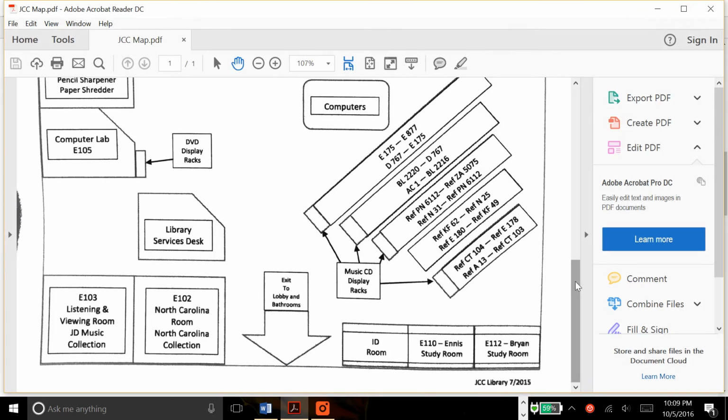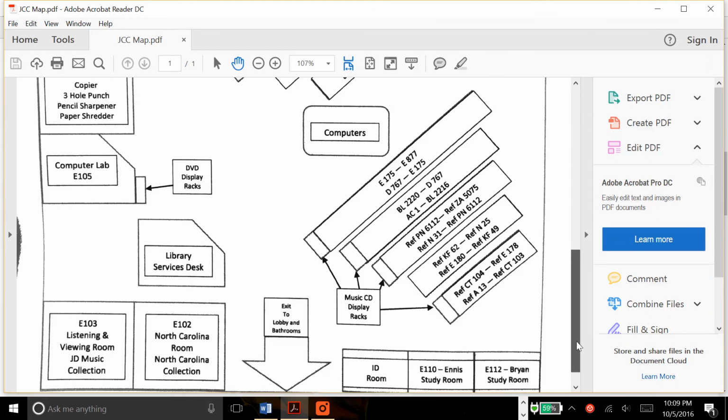So this is the basic layout of the library. There are study rooms available for you to book. I saw on the survey form that most of you use these. There's the North Carolina room, the listening and viewing room where the laser lab is located. This is the front entrance. Circulation desk where you can get help from a librarian anytime you need it.